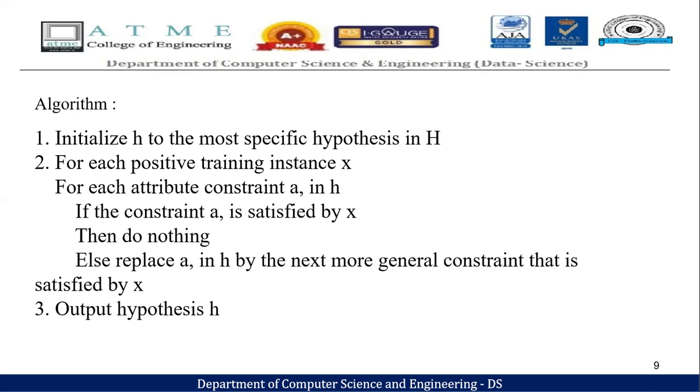That is what we did, right? If both the values are the same, we should not replace that with a question mark. If it is a positive sample, and if that attribute is different, then you should change that with the question mark. And finally, what happens is you will get a hypothesis which is general.